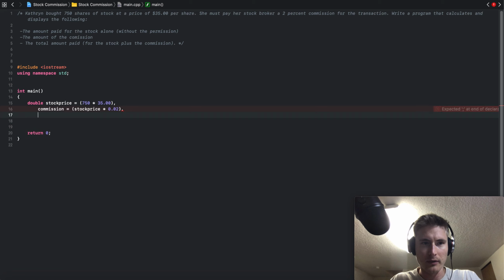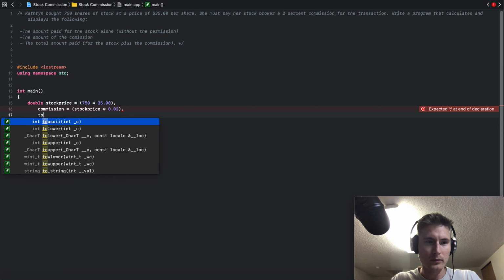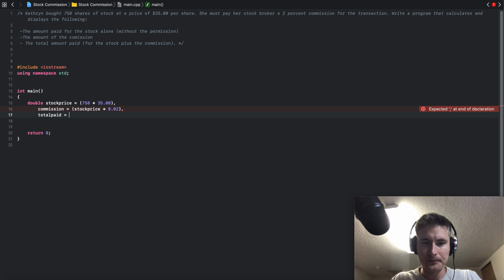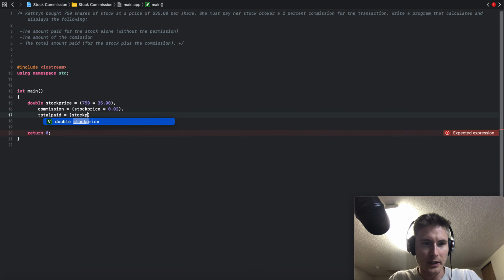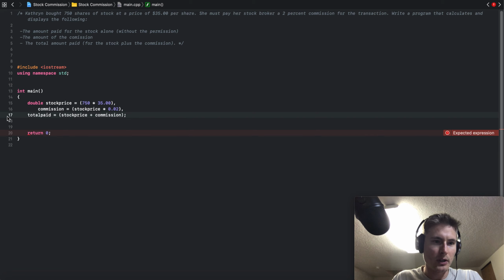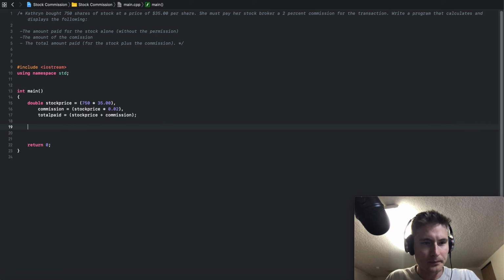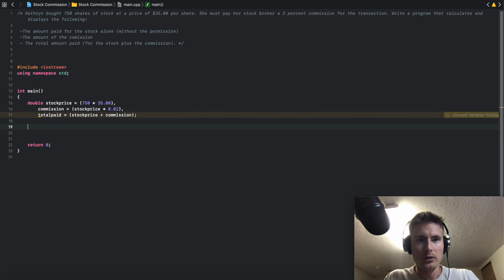And finally, we're going to have the total amount paid. Just call this total paid. Both these values are now stored, so we can write stock price plus commission. It's the end of our variables, so we'll use a semicolon, and we'll just have a few output lines.